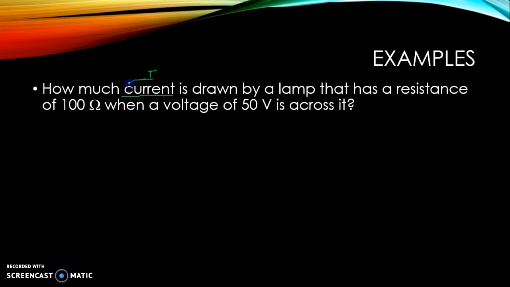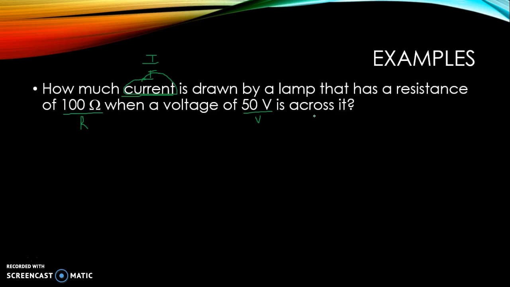I think we actually were supposed to circle that, weren't we? Yeah, I'm slacking. All right, and we label it I. And then, is drawn by a lamp that has a resistance of 100 ohms, so we know that is our resistance, and it has a voltage of 50 V, so we have our voltage.